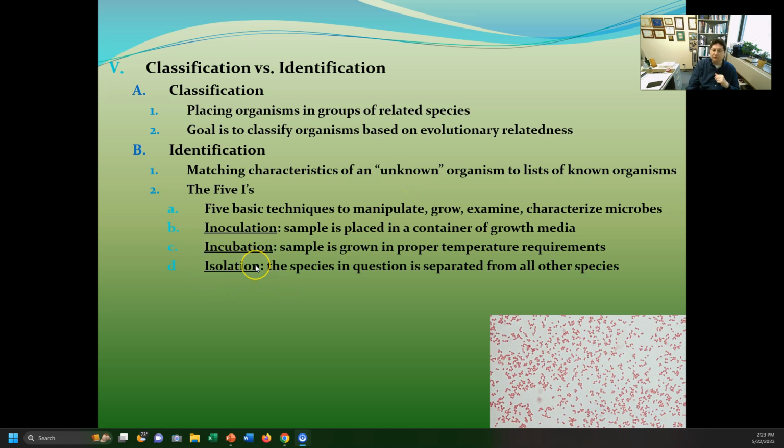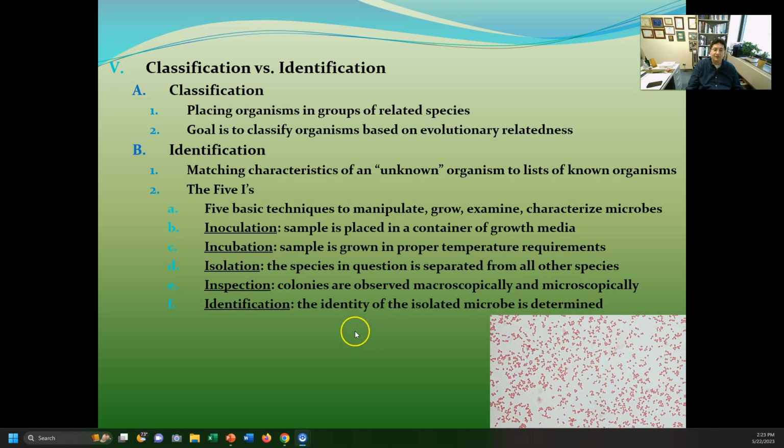So after we let it grow for a while, the species in question, the unknown, is separated from any other species that might have also been growing in that media. Then we examine that unknown species very carefully, both macroscopically and microscopically, and we do various tests on it. Finally, we can identify it based on the results of those tests. And once we identify it, we can then put it into higher categories.